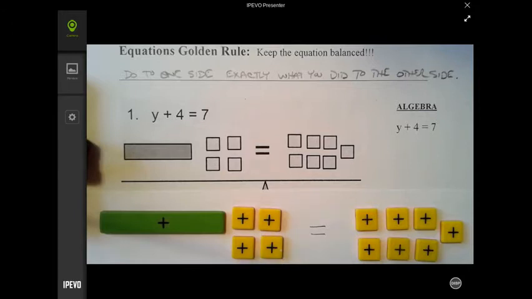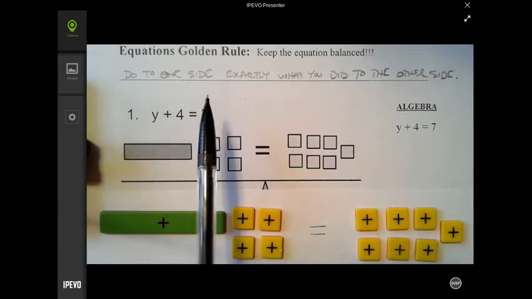Once again, our goal is to try to get this green rectangle, the variable, all by itself. So when I'm trying to balance the equation here, okay, I have to first find where the variable is, and it's on the left side of the equal sign. But it's not alone. I have these four yellow squares here. I don't want these yellow squares to be here. So the logical thing would be to remove these four yellow squares from this left-hand side.